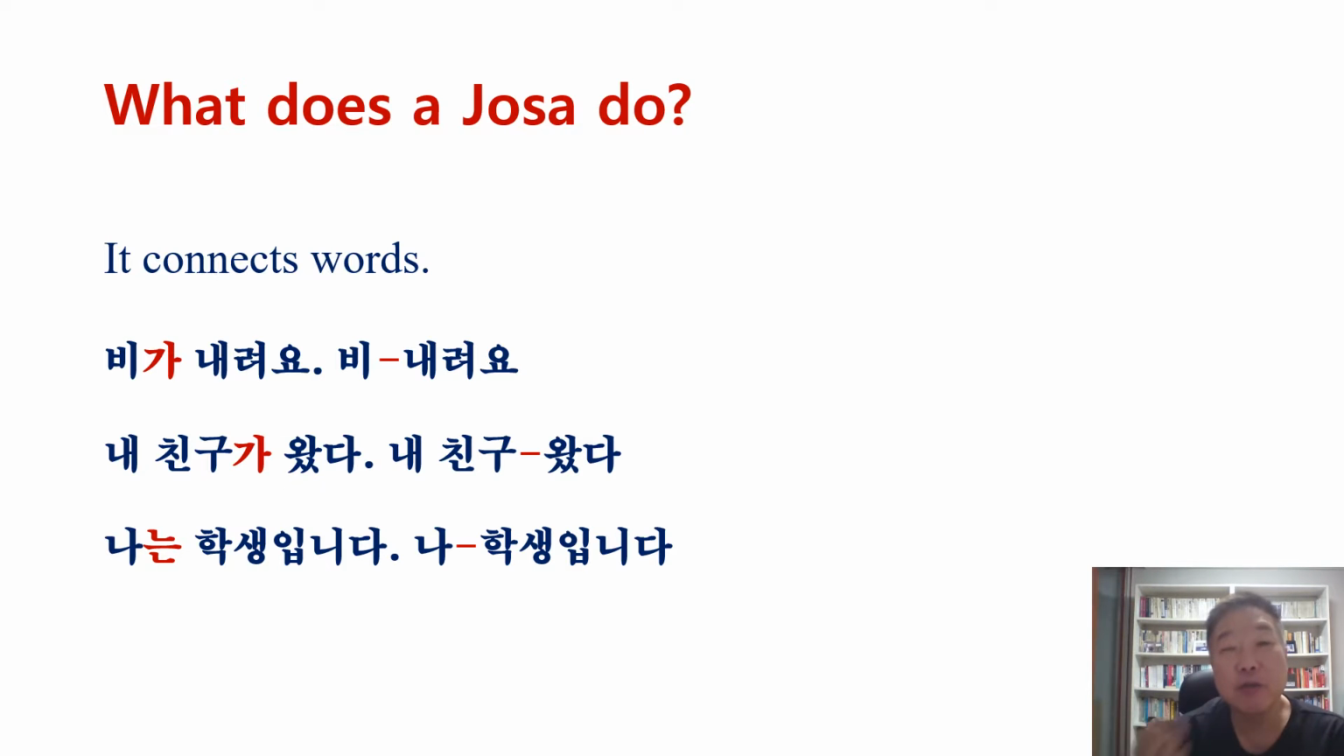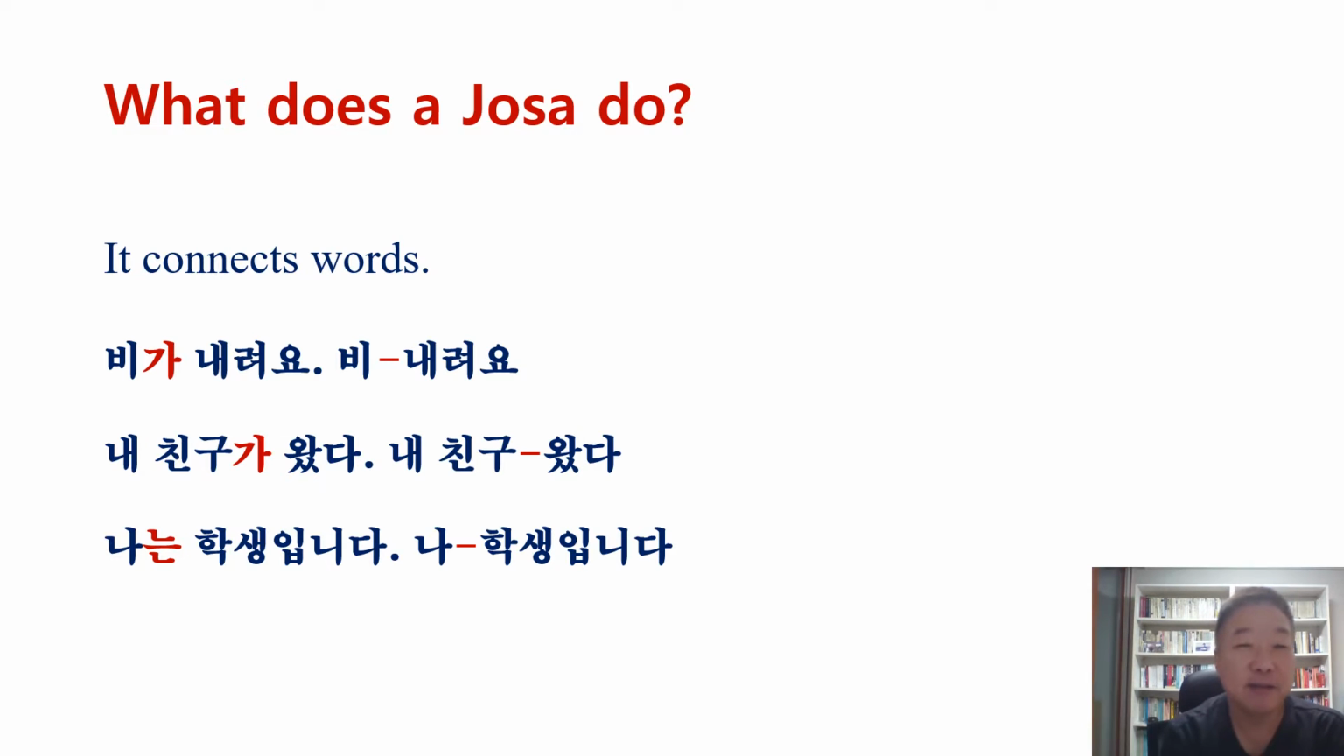Basically, it connects words. Like, see this. 비가 내려요. 비 means rain. 내려요 means it falls down. The 조사 acts like a bond. It connects 비 and 내려요. Alright? In Korean, without the 가, you can say 비 내려요, but it sounds a bit strange. It's not natural. It's a bit weird. So we always put the 가 after 비.